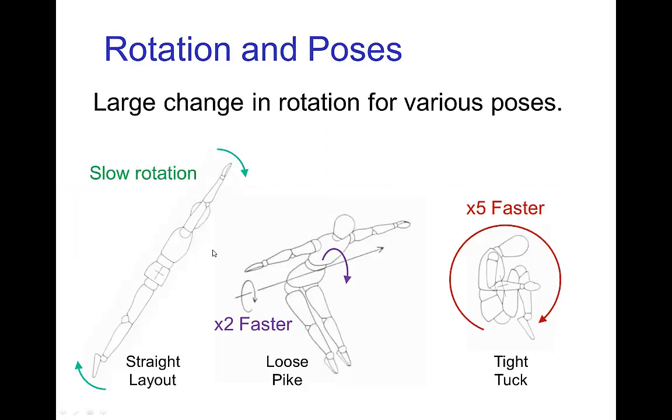For example, in a somersault, if it starts out with a fairly slow rotation in a straight layout, then bringing the body in to a loose pike will actually increase the rotation rate by about a factor of 2, and going into a tight tuck is about 5 times faster than the original slow rotation.